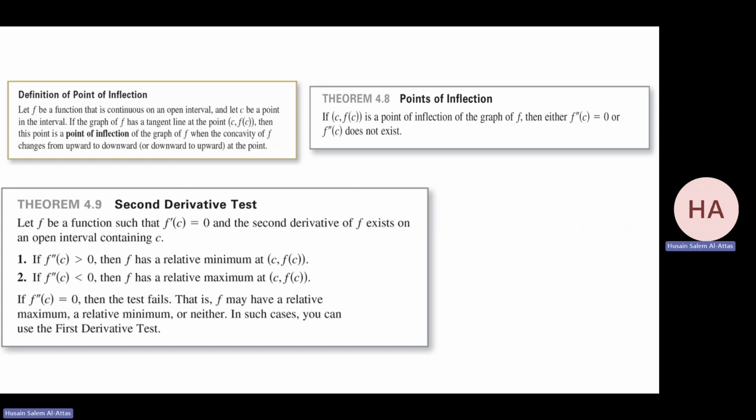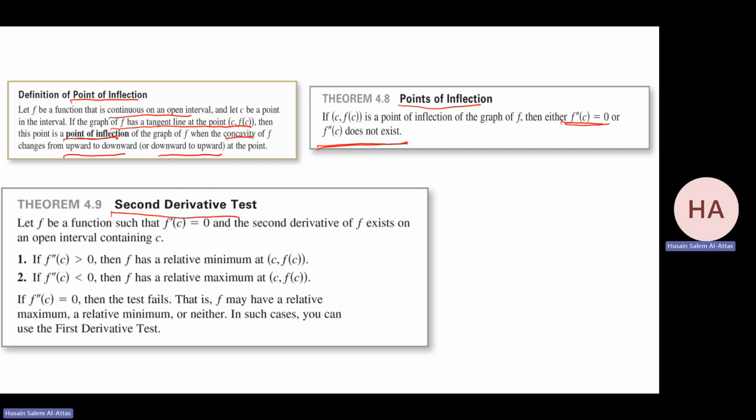Also, we define what's called a point of inflection. What do you mean by point of inflection? F is continuous, c is a point in the interval, and the graph has a tangent line at this point c. Then we say this is a point of inflection if there is a change of concavity, up to down or down to up. We start with where f double prime equals 0 and where f double prime doesn't exist. Then we check whether there's a change in concavity, and also the other condition, that the function is continuous at this c.